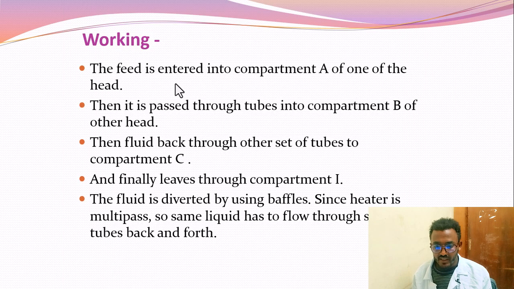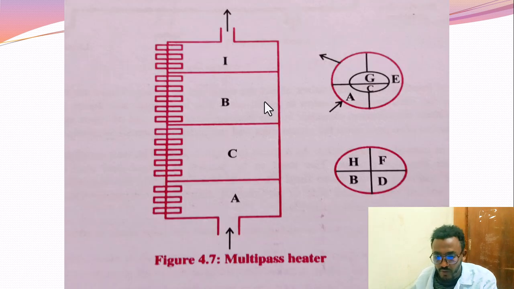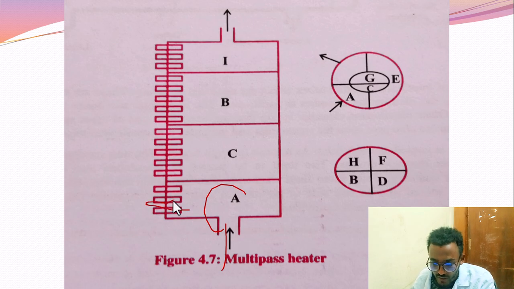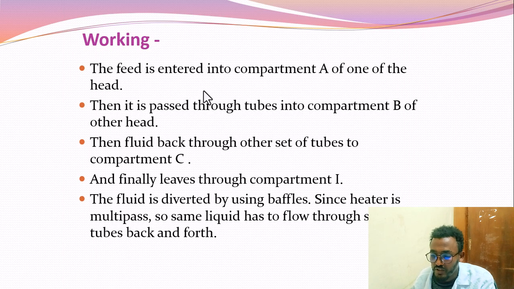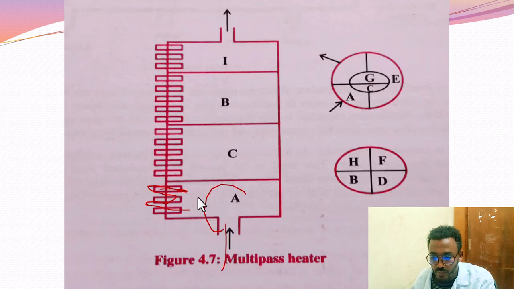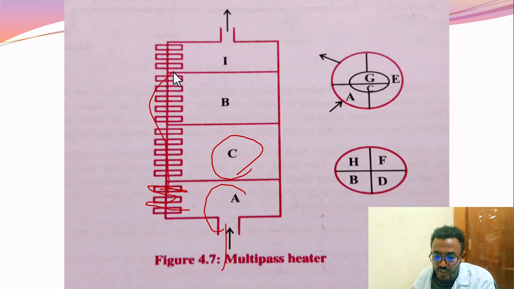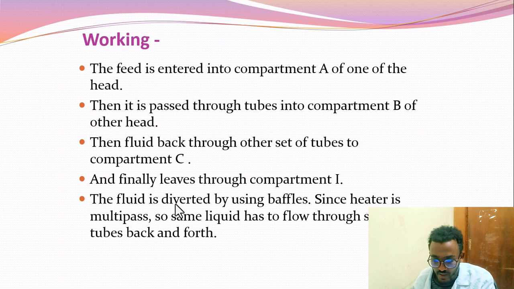The working is like this: the feed enters compartment A of one of the heads. The fluid then passes through the tubes into compartment B of the other head. Then the fluid goes back through the other set of tubes to compartment C, and finally leaves through the last compartment. The fluid is diverted by using baffles.